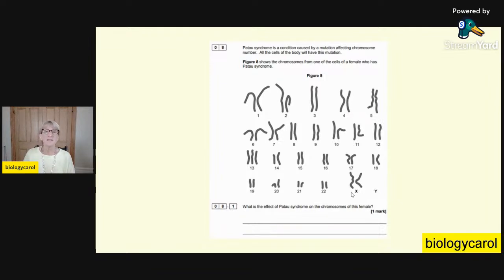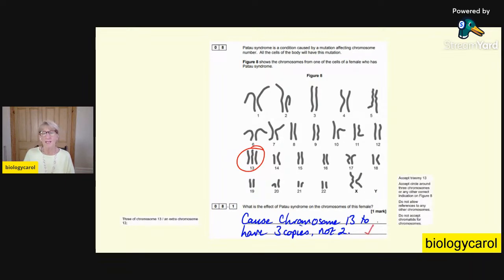Okay, question 8. Patau syndrome is a condition caused by a mutation affecting chromosome numbers. All the cells in the body will have the mutation. Here's the diagram showing the chromosomes from one of the cells of a female suffering from Patau syndrome. What is the effect of Patau syndrome on the chromosomes of this female? If you look at this figure, hopefully you'll notice this here. Chromosome 13 has 3 copies instead of 2, which got me the mark.